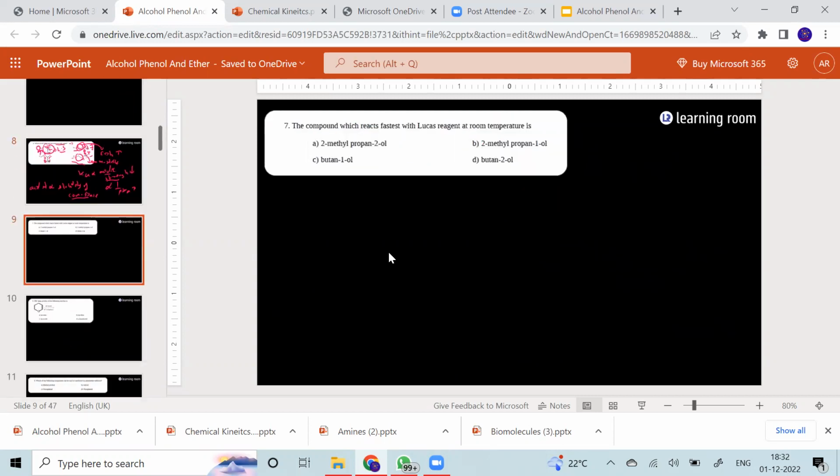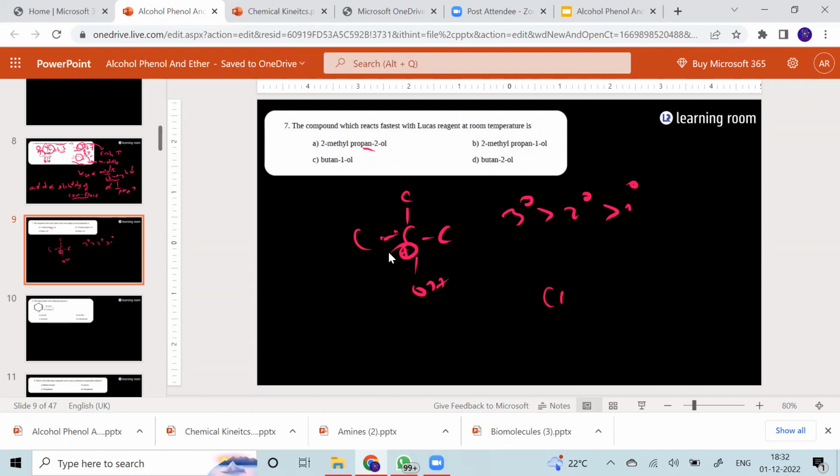The compound which reacts fastest with Lucas reagent at room temperature is, again, we know the order of reactivity. In case of your Lucas test, tertiary alcohols will react the fastest. They'll form turbidity immediately. Then your secondary alcohols will form after 5 minutes, and your primary alcohols will form only after heating. So we are looking for a tertiary alcohol. Now, here propan-2-ol, 3 carbon atoms, the second carbon atom having OH and also a methyl. Yes, this is tertiary, definitely.